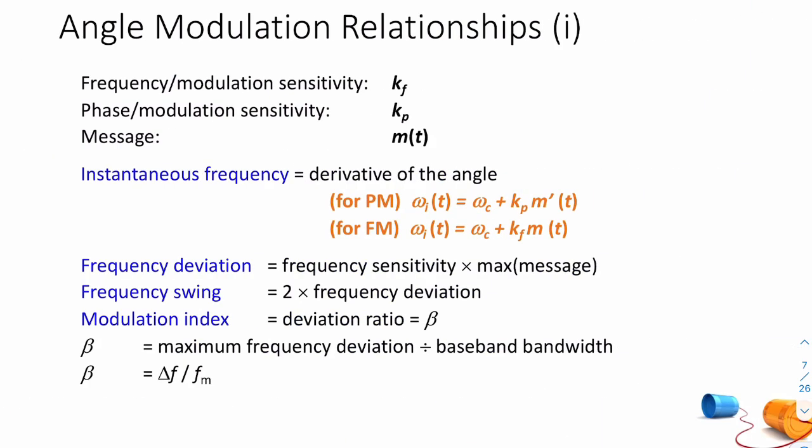These are a bit of terminology. We've already introduced these constants before, the Kf and Kp. Now, even though these appear here, we won't be using these because these all get rolled up into our all-important modulation index, which is the ratio of the frequency deviation and the baseband bandwidth. The baseband bandwidth relates to your message, whereas the frequency deviation, that's delta F, relates to your bandpass signal, because that's a deviation from the carrier.